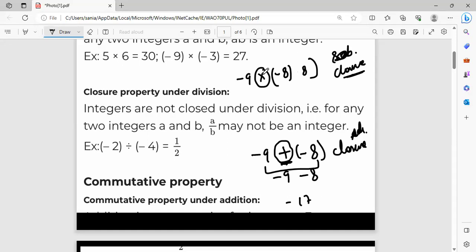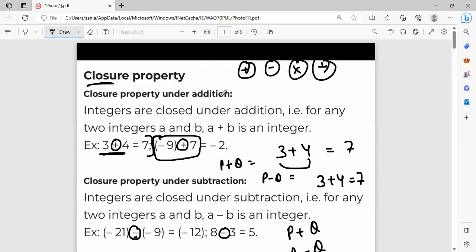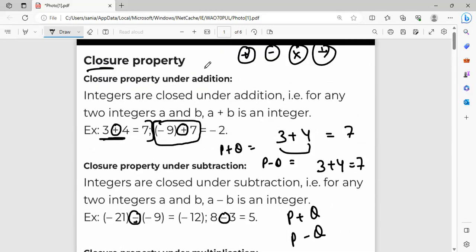Clear? But in place of this, if the sign is division, then it is a closure property again, because you have only two numbers here, P and Q. Right? P and Q integers, not numbers, integers. So you have P and Q and they are bound together with the help of division. So that's why this is a division closure property. Clear? Okay. So I will ask you to write it down, but after a few minutes. I think closure property is clear to you, right?